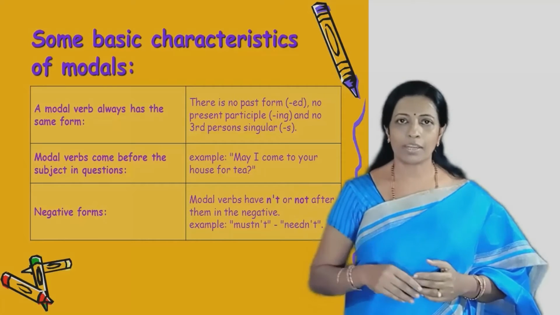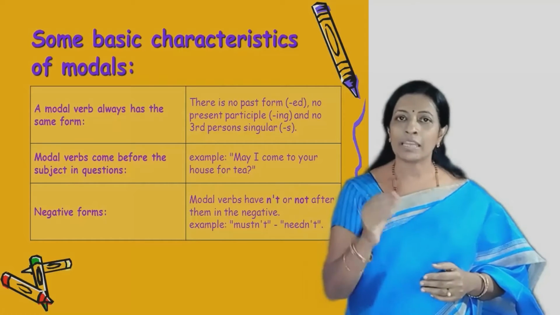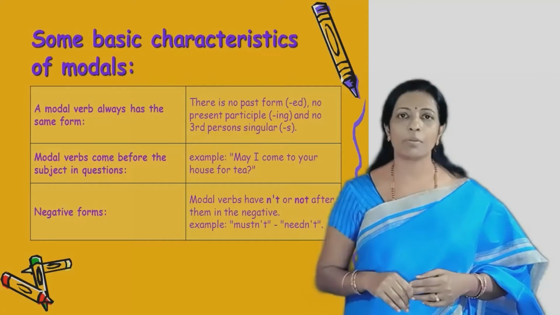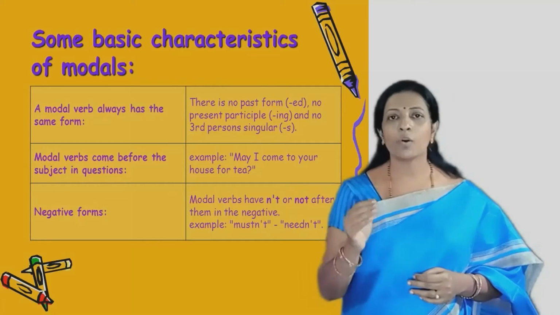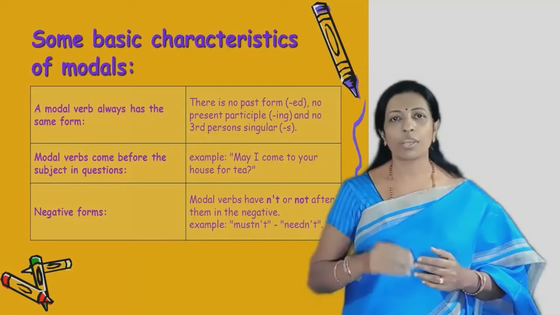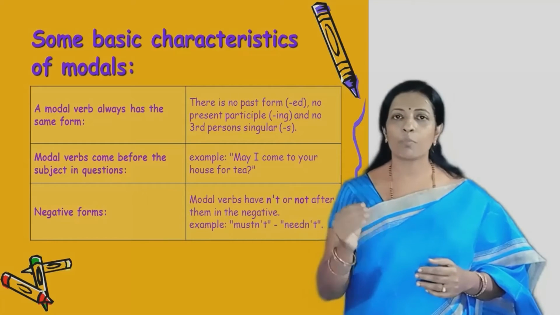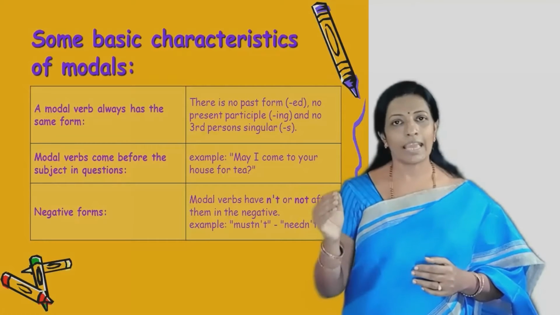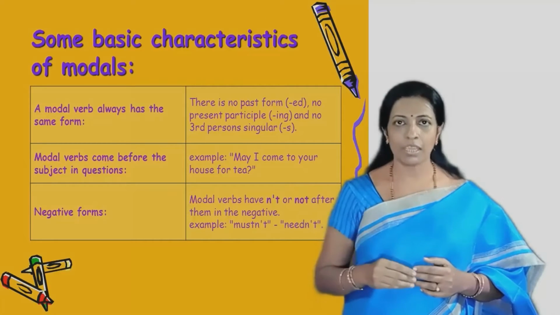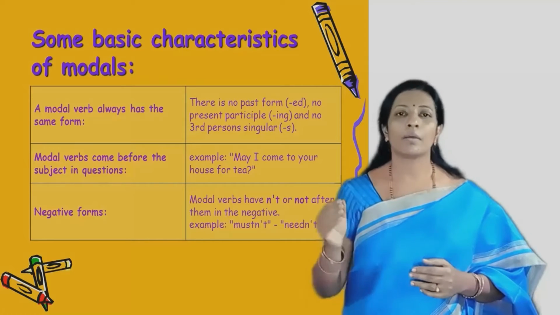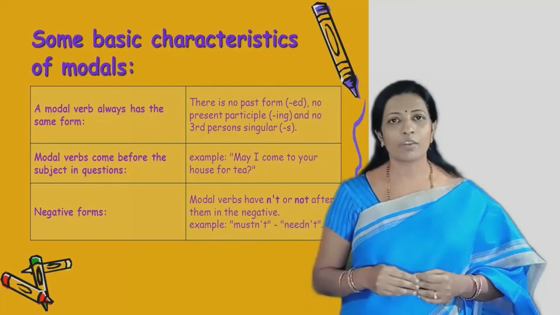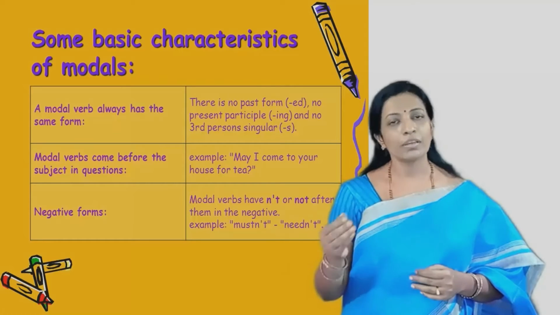The third important characteristic is that the negative form of the modal verb is generally formed by adding either n't or not. So, for example, the negative form of must will be mustn't, or must not. In this way, we can form the negative form of the verb.